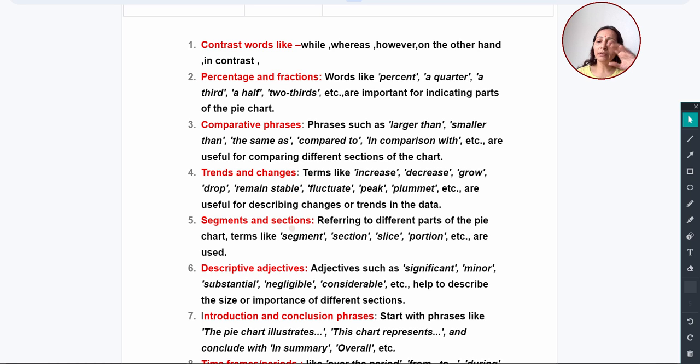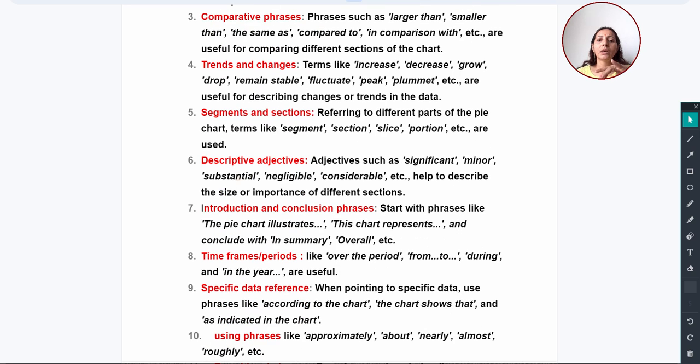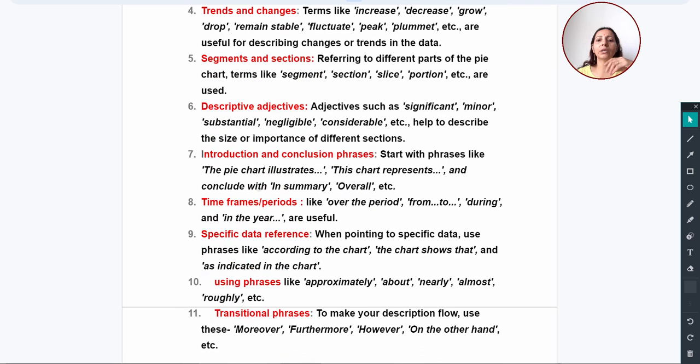I mean to say, in task one you don't need to repeat any single verb or any other word. Segments and sections we have discussed: segment, section, slice, portion, fraction you can also write. Descriptive adjectives: we have to write some adjectives or adverbs before main verbs, like substantial increase, negligible, considerable growth in the data.